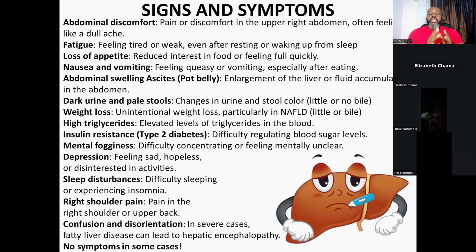Abdominal discomfort. A lot of patients that come to me and say they have fatty liver disease are always complaining about abdominal discomfort. But we know why. Because the liver is located in the abdomen. And then fatigue, tiredness. The liver is involved in energy production. Then we have loss of appetite, nausea, vomiting, abdominal swelling, ascites or pot belly, enlargement of the liver or fluid accumulation in the abdomen.